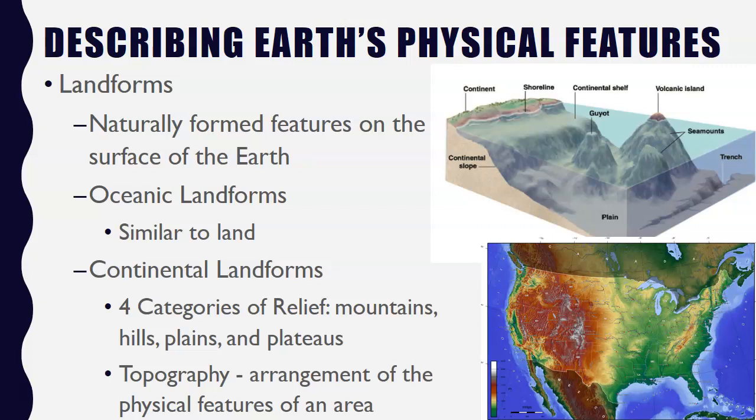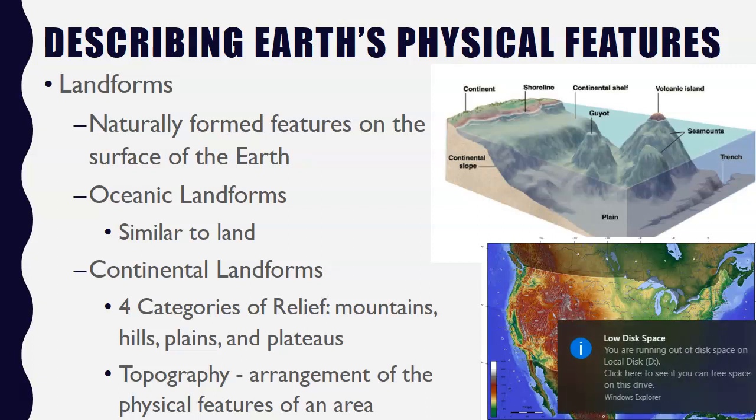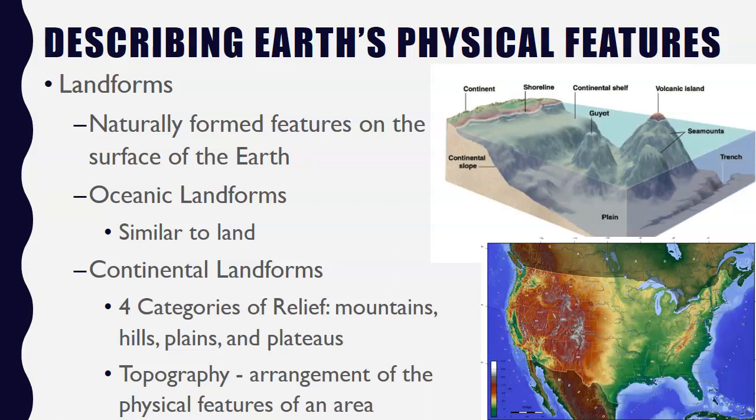Landforms are naturally formed features on the surface of the Earth, and we have oceanic landforms and continental landforms. Oceanic landforms are very similar to the landforms that we see on the continents. Earth's surface from the edge of a continent to the deepest part of the ocean is called the continental shelf. And the ocean floor has ridges, valleys, canyons, and plains, just like continents.